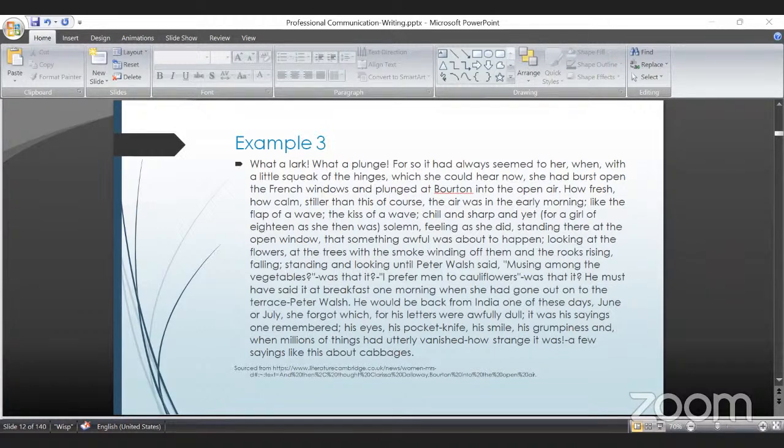What a lark, what a plunge, for so it had always seemed to her when with a little squeak of the hinges, which she could hear now. She had burst open the French windows and plunged at Borden into the open It's about the starting of the air. day. How fresh, how calm, stiller than this, of course. What, sorry? It's the starting of the day. Starting, no. So, okay, starting of a day.